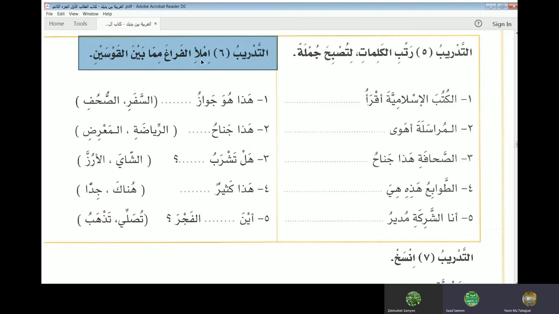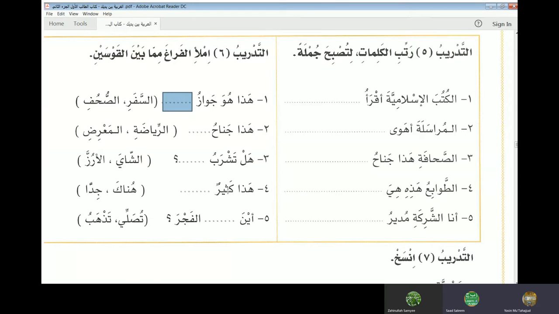Oh, okay. Is it fill the blank with what is between the parentheses? From what is between the two brackets? Oh, two brackets. Okay. Fill with the word between two brackets? Correct.